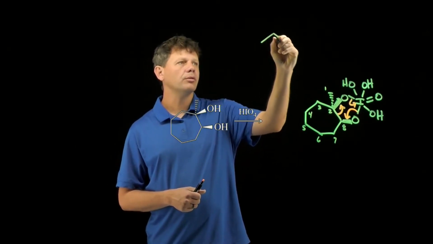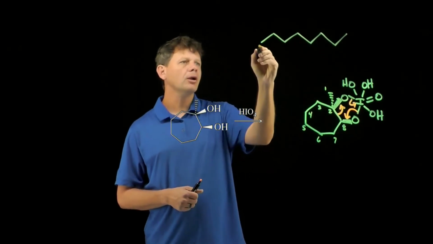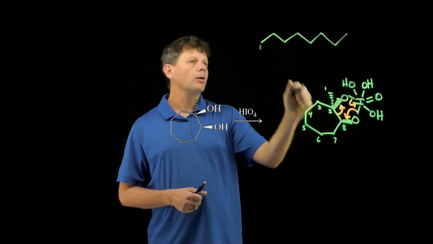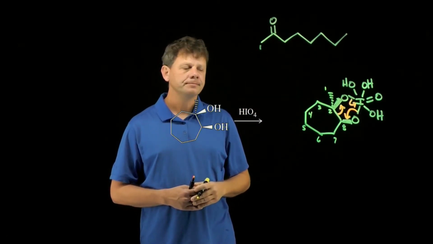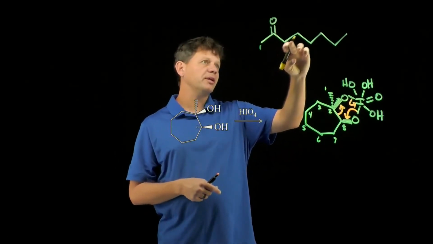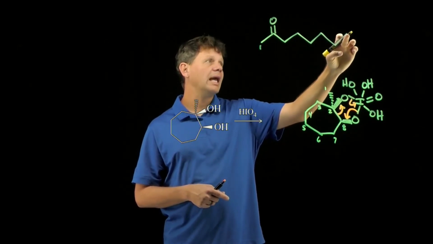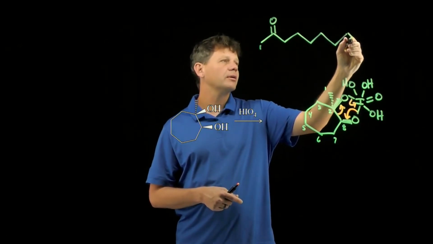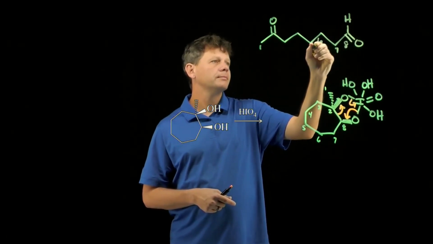1, 2, 3, 4, 5, 6, 7, 8. Carbon 1 is a methyl. Carbon 2 is going to have a new carbon-oxygen double bond. Keep going around. 3 is a CH2, as is 4, as is 5, 6, 7, 8 is going to have another carbon-oxygen double bond. So this is carbon 8.